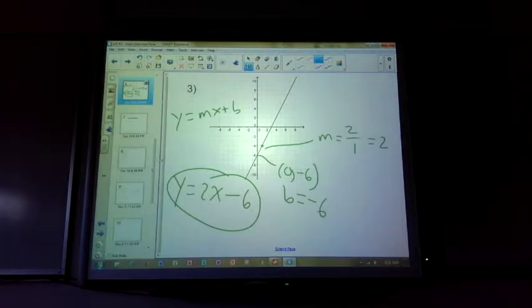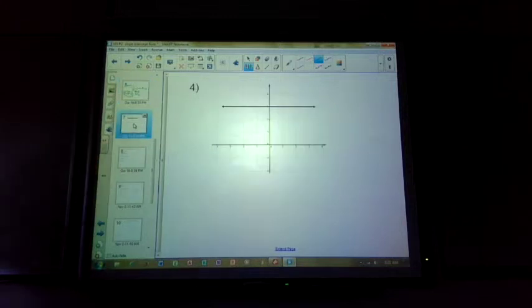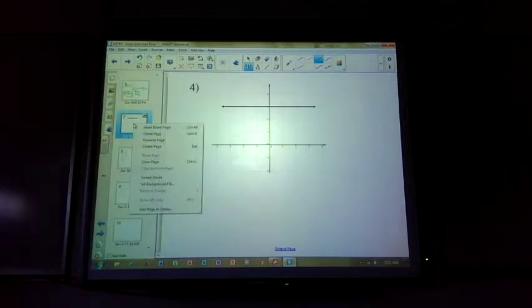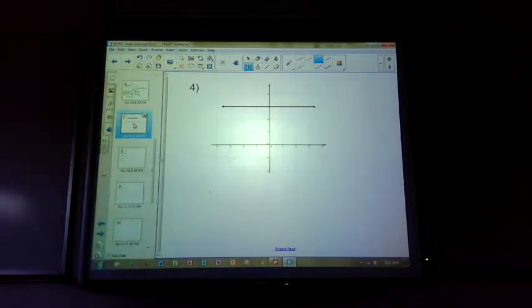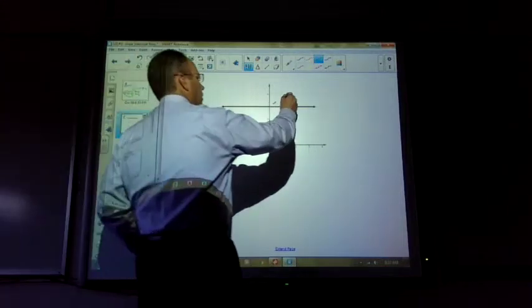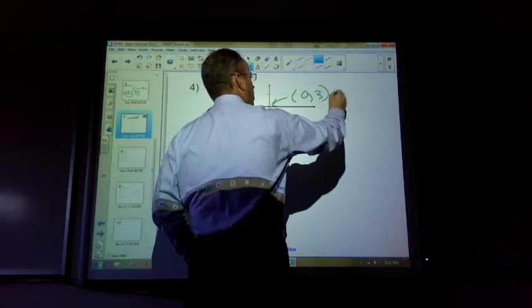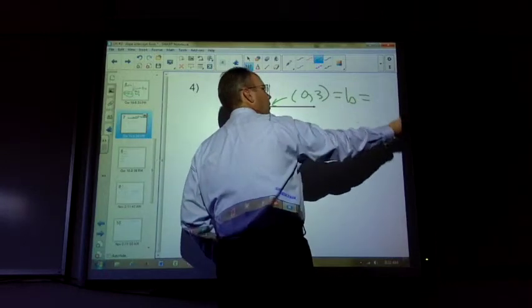A horizontal line has what for slope? 0. Horizontal is 0. Okay? Vertical is undefined. Horizontal 0. So, where does it appear to be crossing the y-axis? 0, 3. So my b value is equal to what? 3.